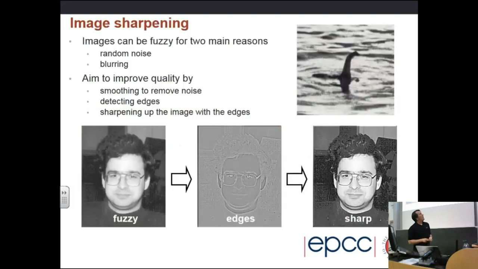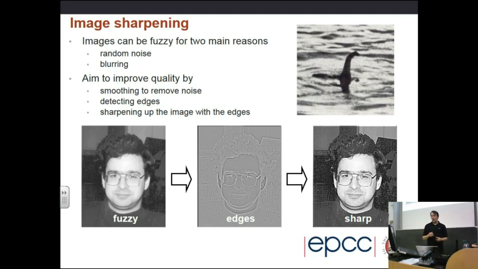So image sharpening. Images can be fuzzy for two main reasons: random noise and blurring. Random noise is just, you know, things are just not what they should be. And blurring is because you didn't focus correctly. So this is the famous image supposedly of the Loch Ness Monster, which somebody finally admitted after 60 years was a fake. But here's an image. This must be one of the authors. You have a fuzzy image, and you want to improve it. You've got a fuzzy image that you want to make sharper.